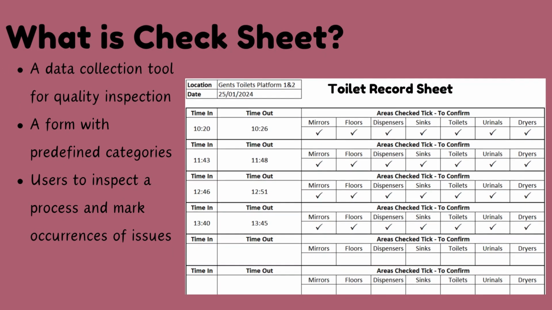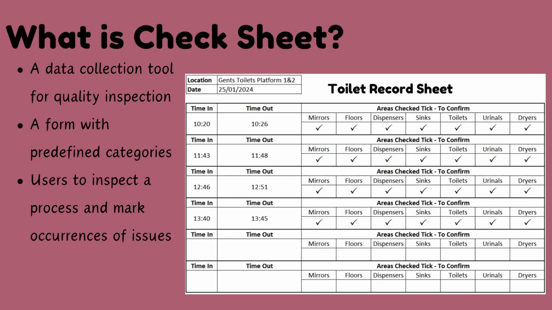Firstly, what is a check sheet? I believe you should have seen such a sheet on the screen at least once. It is an example of using a check sheet to check public toilet hygiene, particularly the sheet displayed for toilets in train stations platforms. A check sheet is a simple data collection tool for quality inspection and improvement. It is a form with predefined categories for users to inspect a process and mark occurrences of the issues.